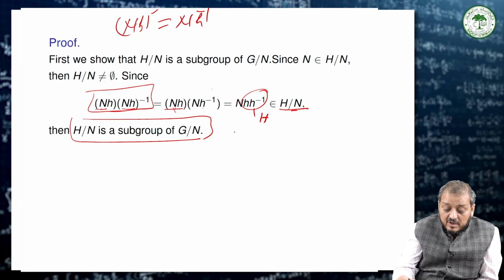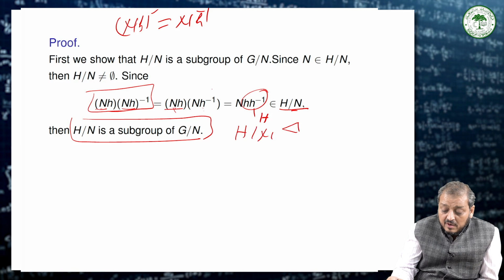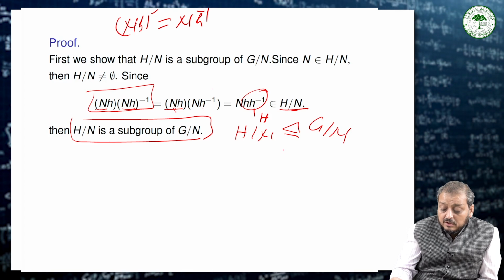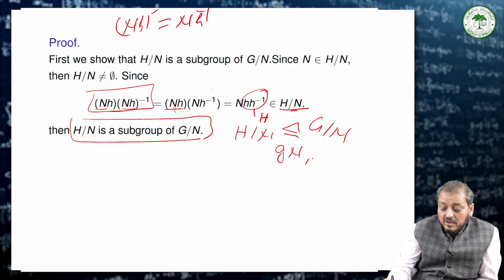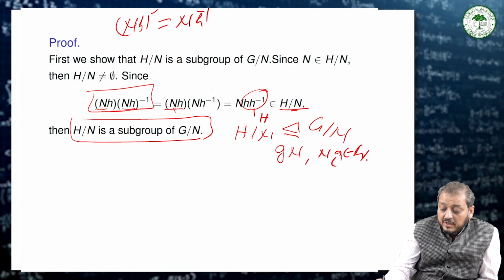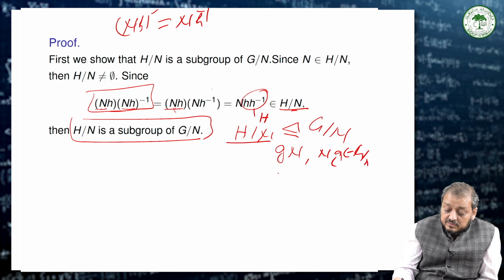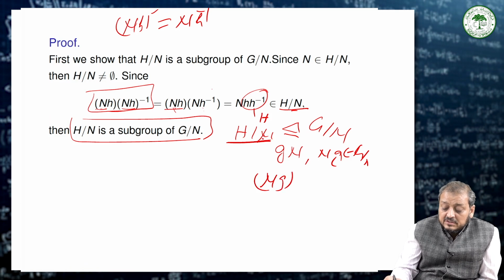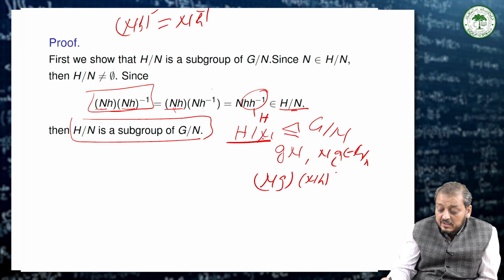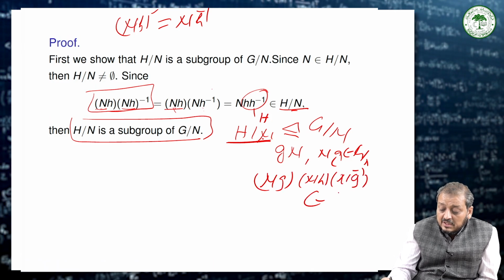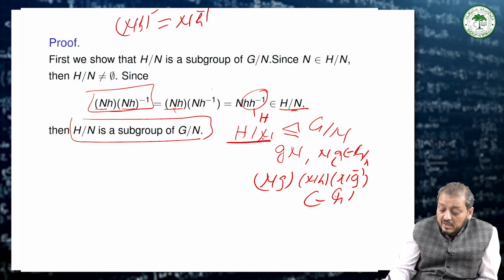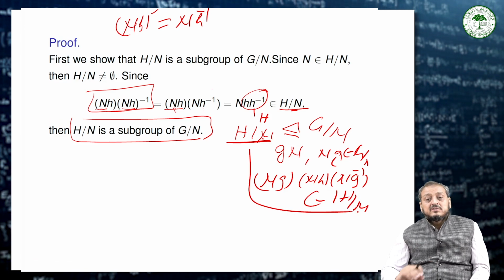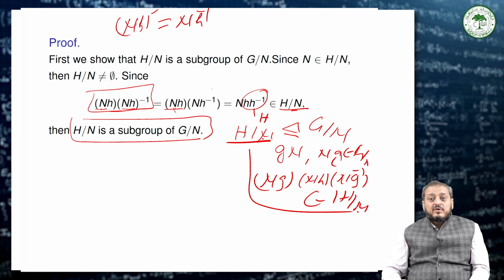Now we have to show that this H by N is normal in G by N. So you take any element of G by N, say N of G, an element of G by N, and then we take an element N of H, and then we take N of G inverse. We have to show that this is an element of H by N. If we succeed in proving this, then clearly we say that H by N is a normal subgroup of G by N.